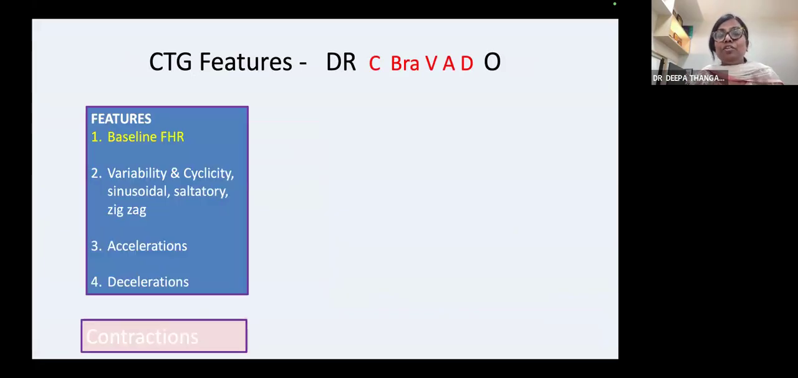So, what are the 4 features we will be looking at? Apurva, what are the 4 or 5 features you will see in the CTG trace? One is contractions, then the baseline. You always remember Dr. C. Bravado. So, define risk, then start with contraction, then baseline heart rate, then variability, then accelerations and decelerations. So, these are the 4 parameters.